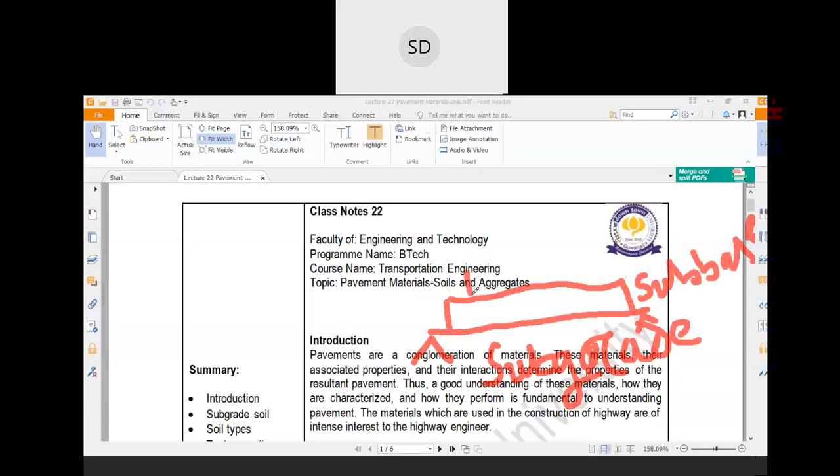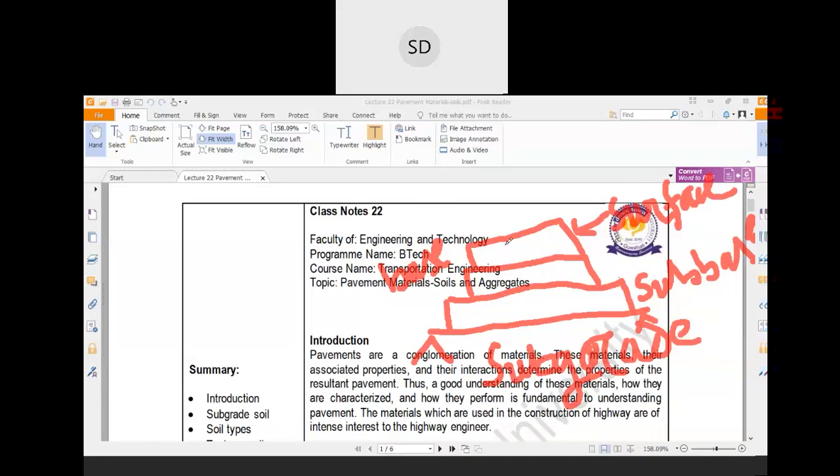Then above this another layer would be there. This is also made up of aggregates, but the size of the aggregate would be lower than the subbase layer, and this layer is the base layer, and above this we have the surfacing course. Now this surfacing can be made up of cement concrete or bituminous concrete. Bituminous concrete means bitumen mixed with the aggregate. Now these are the different layers of the flexible pavement.